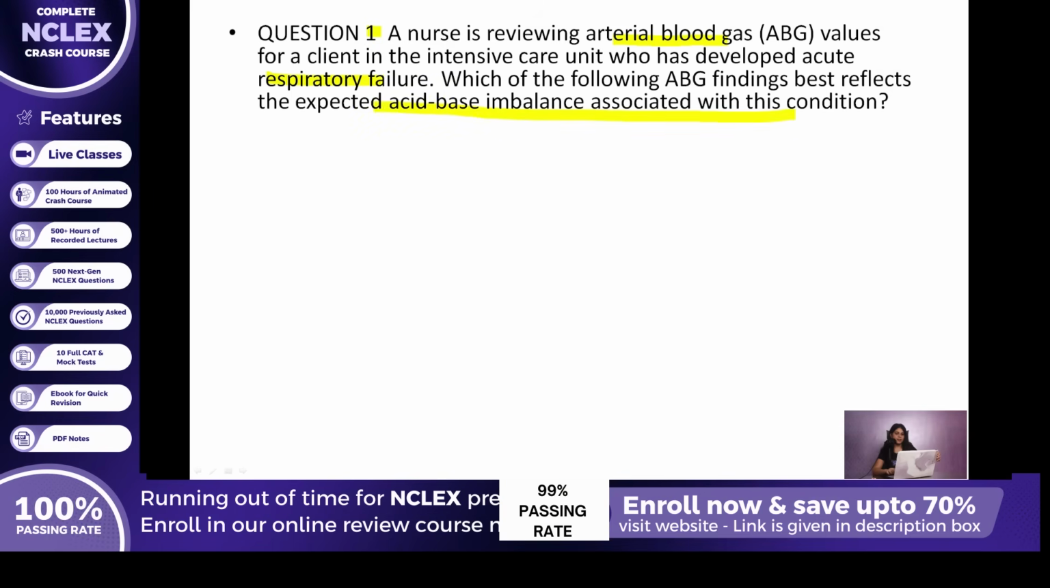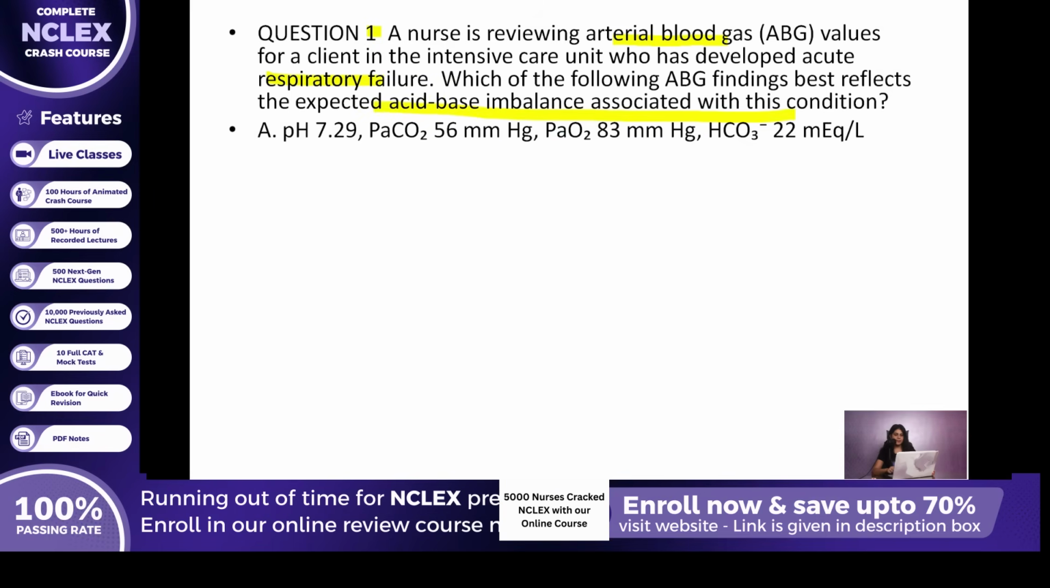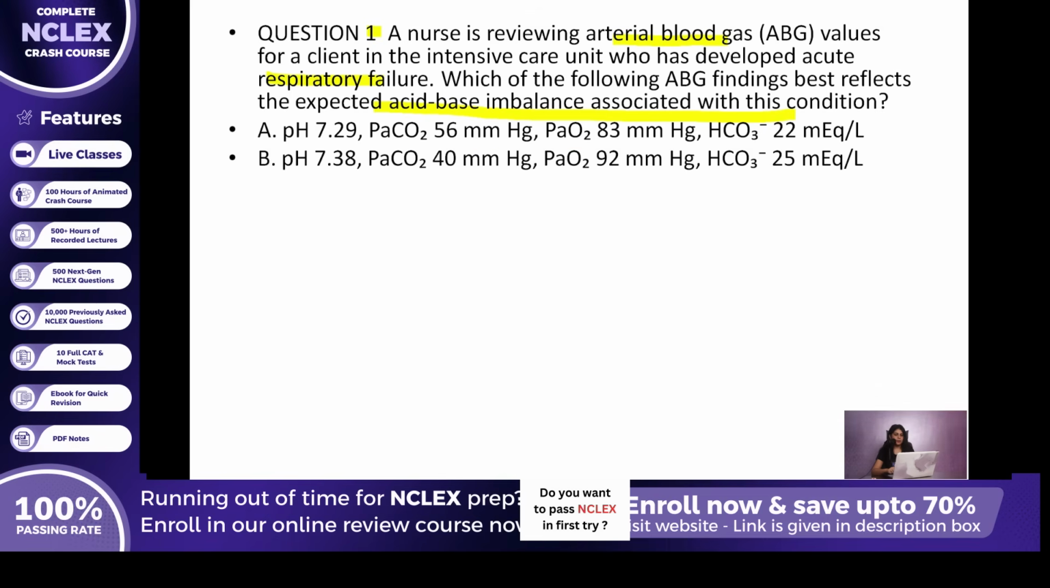Here are the options. Option A, pH is 7.29, partial pressure of carbon dioxide is 56 millimeters of mercury, partial pressure of oxygen is 83 millimeters of mercury, and bicarbonate is 22 milliequivalents per liter. Option B, pH is 7.38, partial pressure of carbon dioxide is 40 millimeters of mercury, partial pressure of oxygen is 92 millimeters of mercury, and bicarbonate is 25 milliequivalents per liter.